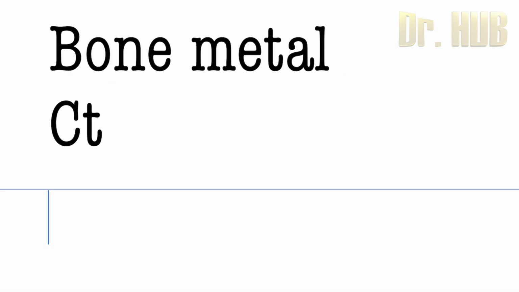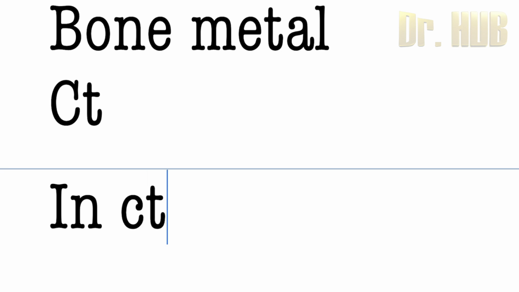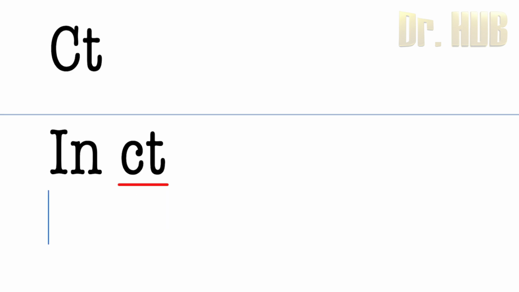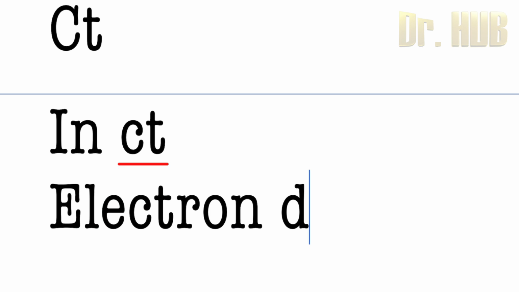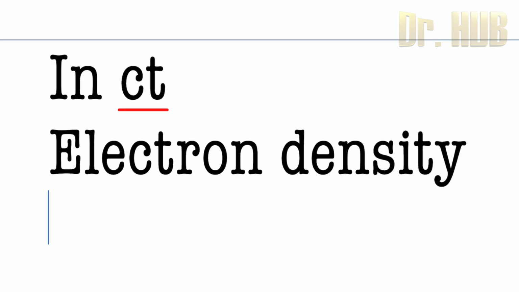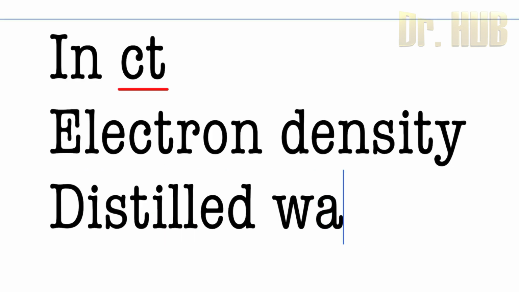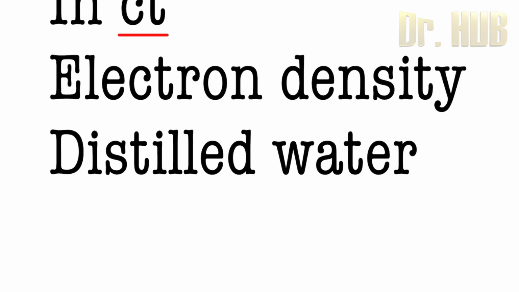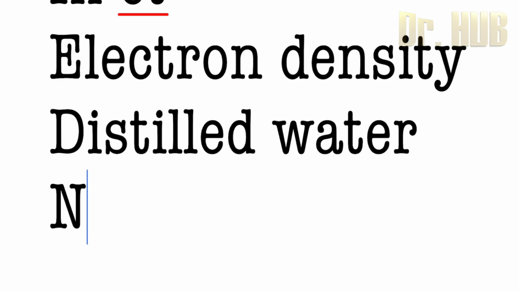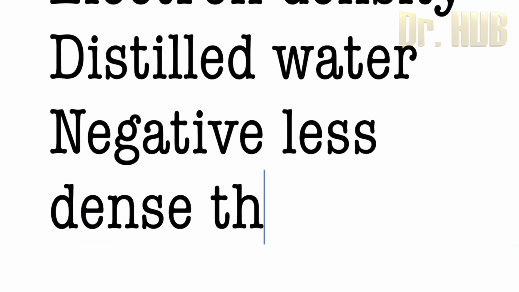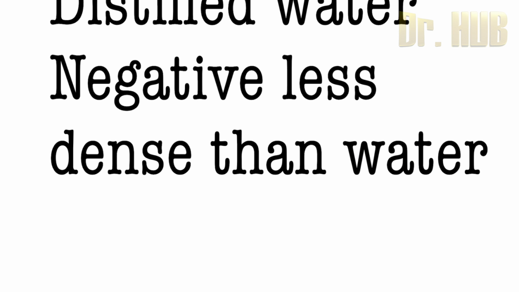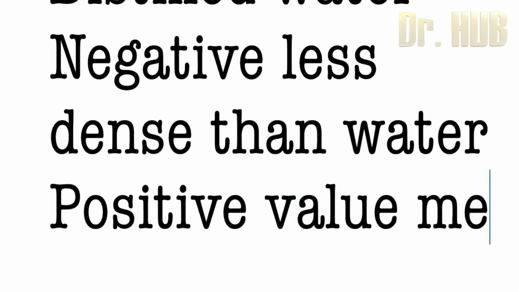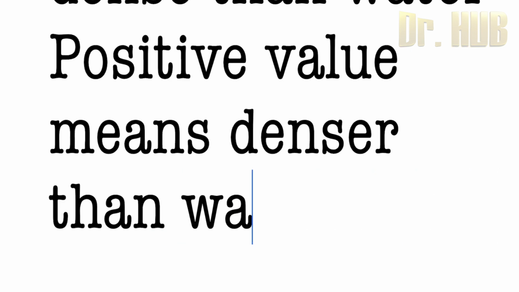Then moving on to what is a CT. The HU value in CT is based on the electron density. The HU value of 0 is the reference substance, that is distilled water. Then comes a negative value, which means less dense than water. Then the positive value means denser than water.